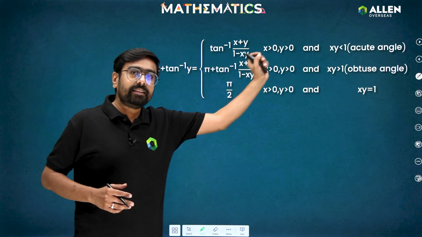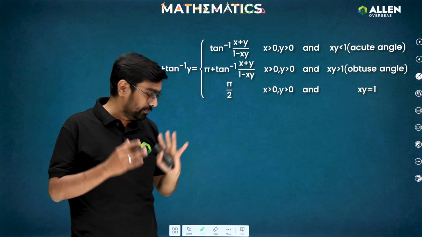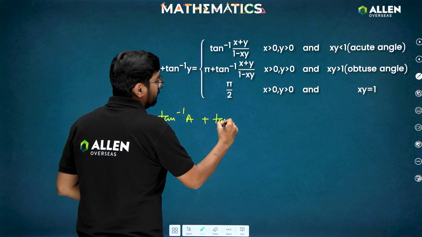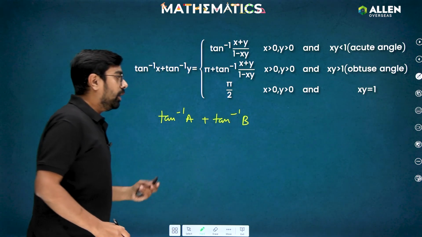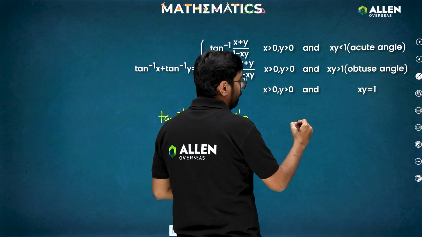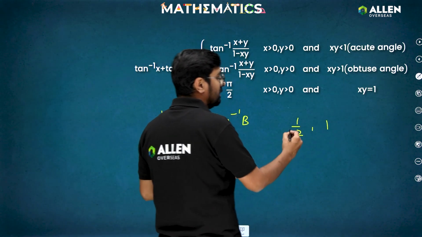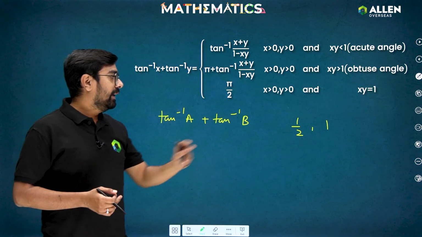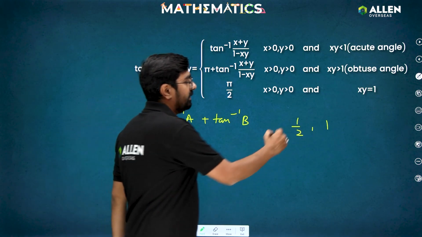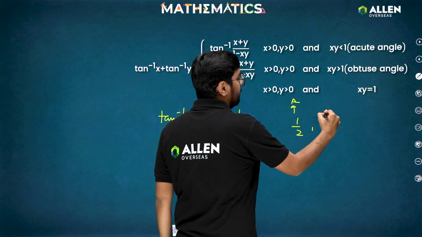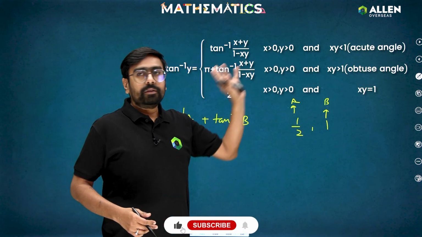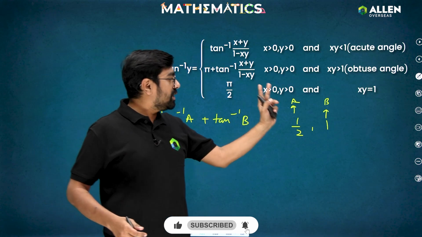Now if x is greater than 0 and y is also greater than 0, tan inverse of a plus tan inverse of b. Now if a and b both are greater than 0, let's say we take the values a is equal to 1 by 2 and b is equal to 1. Let's say this is a and let's say this is b. Right? Now both the values are greater than 0. So I can use this one, but I have to check the product also.